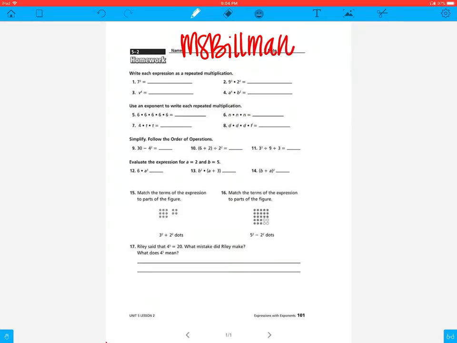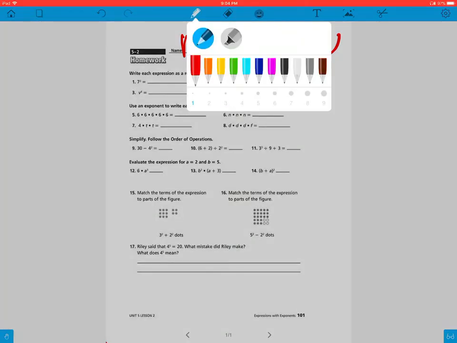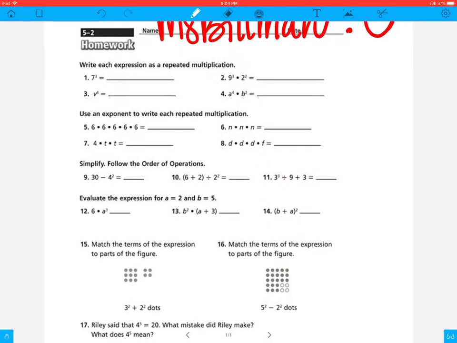Billman. So for these first groups, and really this entire thing, we're going to be looking at expressions that have an exponent. So it's that little number in the right-hand corner of it. So 7 to the third power is really like saying 7 multiplied by 7 multiplied by 7. This is completely different than saying 7 multiplied by 3. Do not get it twisted.